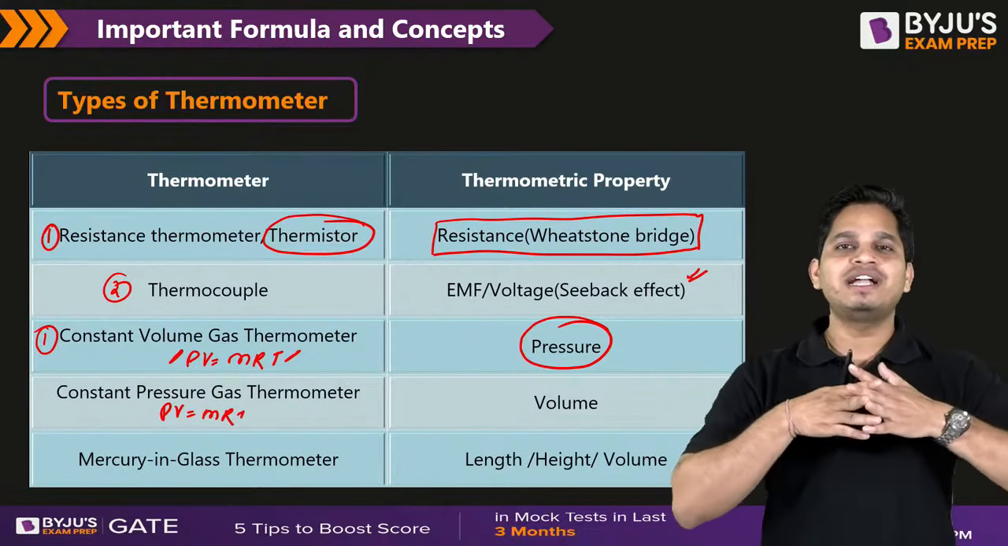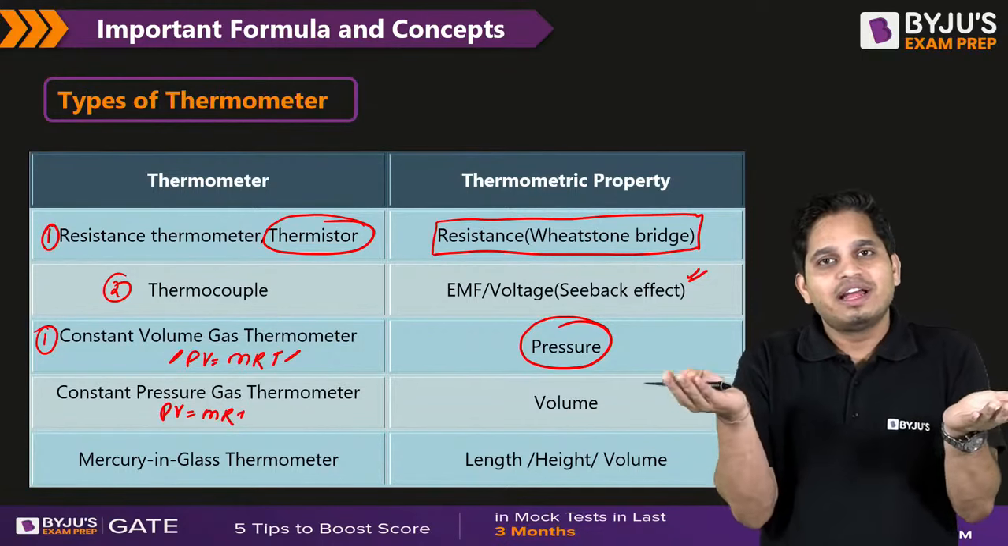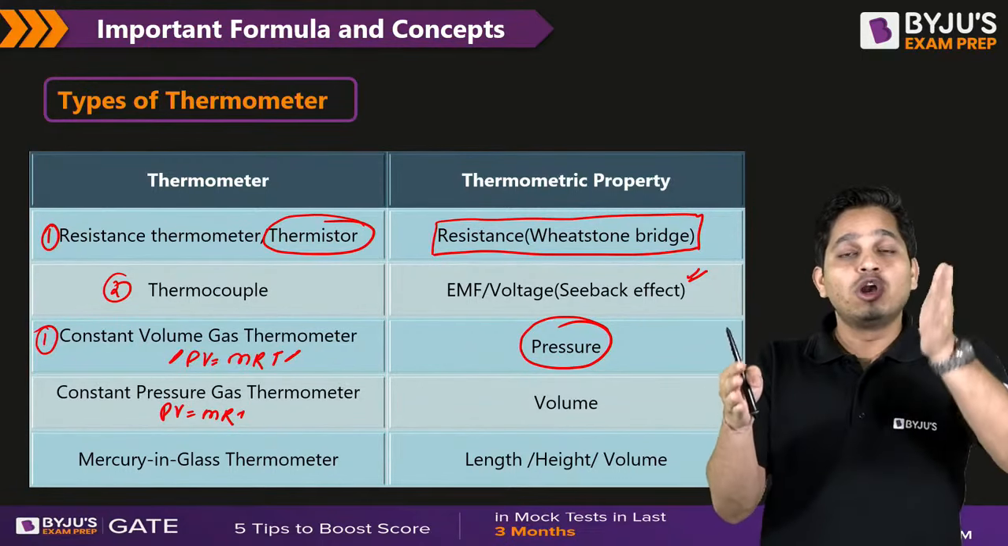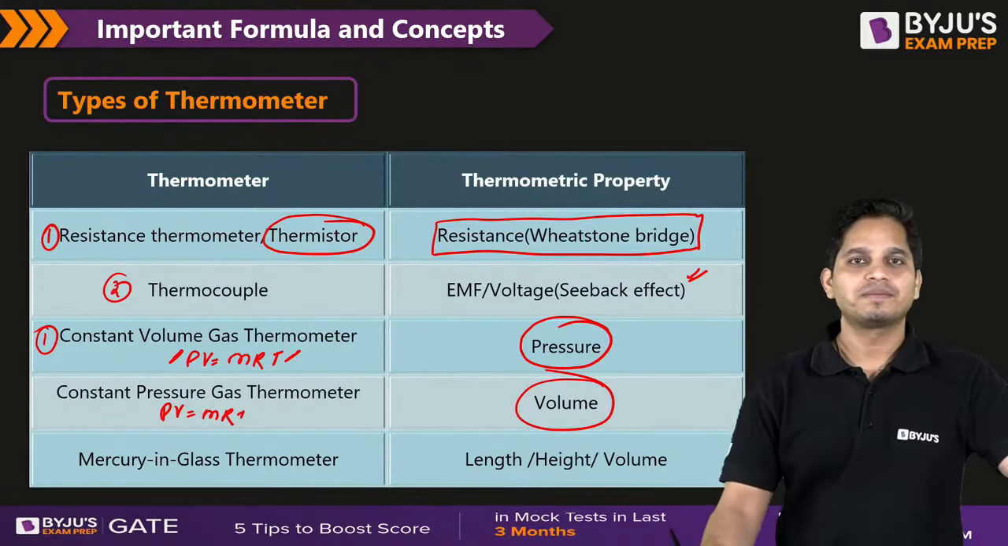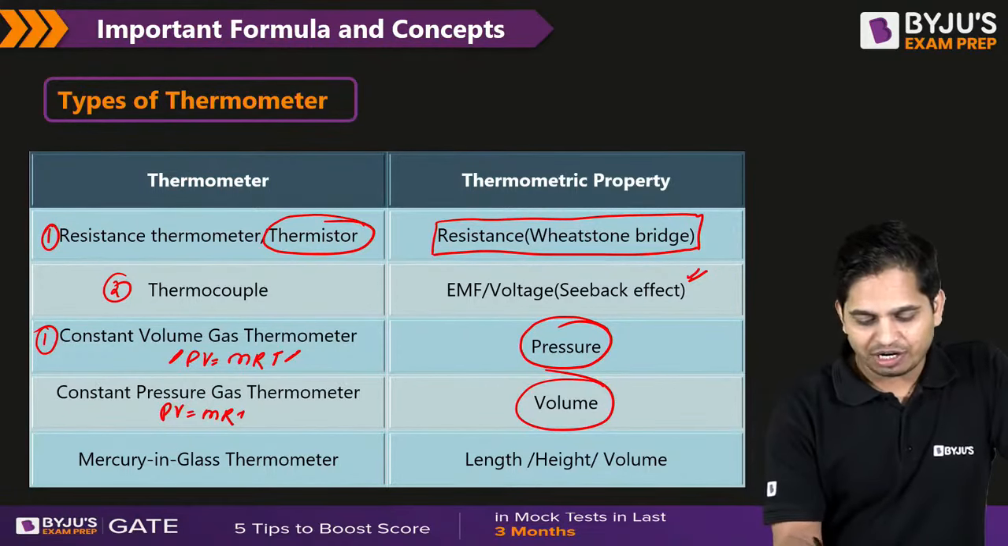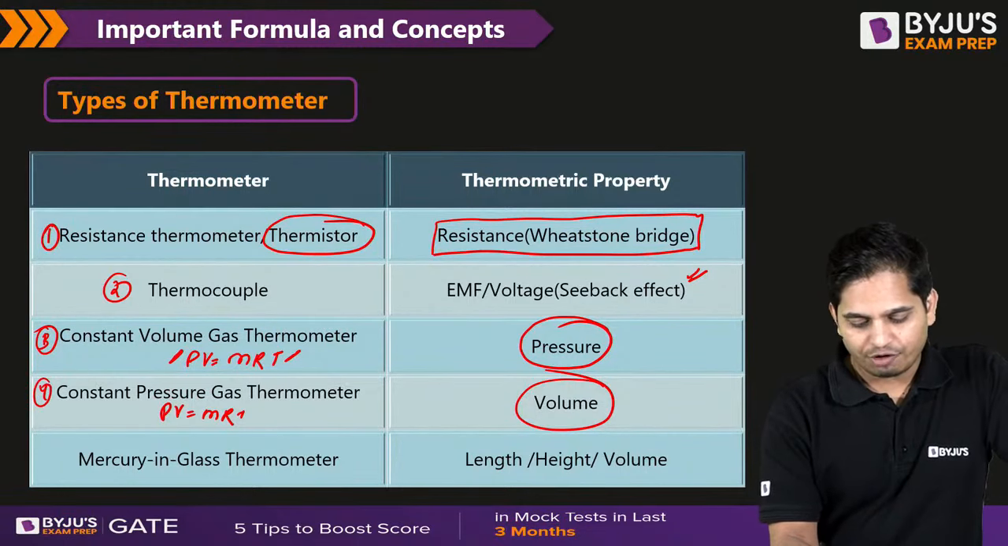Now pressure is constant, Mr is already constant. Now temperature will vary as volume will vary. So volume is the thermometric property. Okay, now mercury in glass.